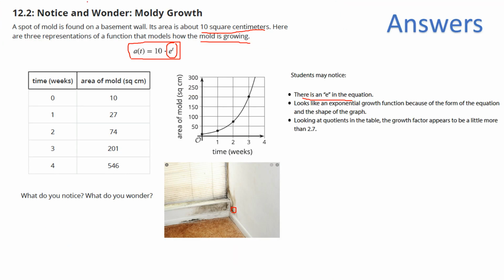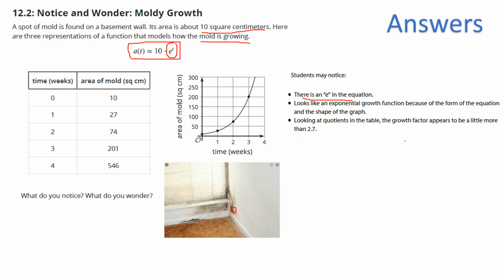So that's interesting. I guess the graph looks like an exponential growth. Notice that it is not a line. It's not linear. This is not a quadratic. It's not a U. It's an exponential growth because it starts off low and starts increasing very, very quickly. So the growth function, because the form of the equation is the shape of the graph. And finally, looking at the quotients in the table, the growth factor appears to be a little more than 2.7.